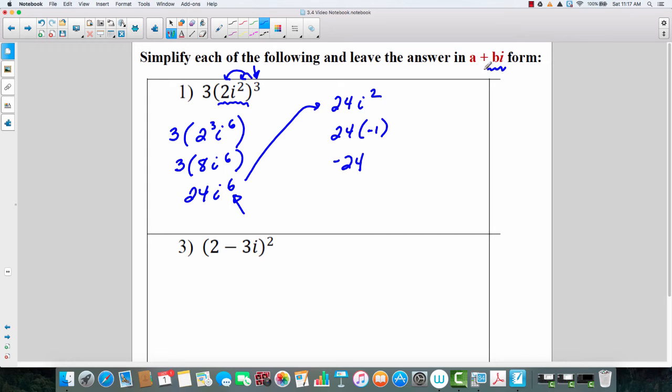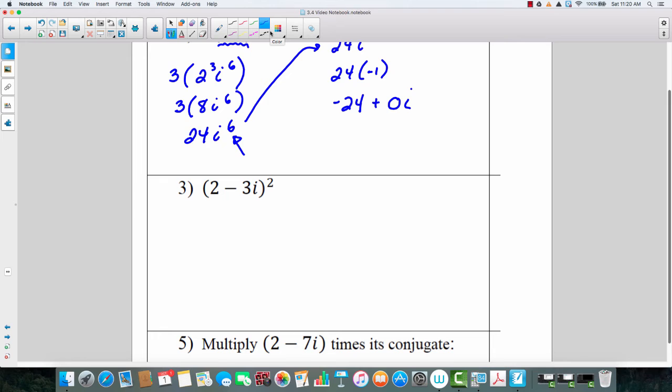But look at this thing in red. Give it to me in a plus bi form. You remember from the last video that every number can be written as a complex number. You just have to give it a 0i. Cool. So we're going to distribute this twice, right? That's what it means to square a binomial. So the math is as follows. 2 times 2 is 4, minus 6i, minus 6i, and the last guy is going to be plus 9i squared.